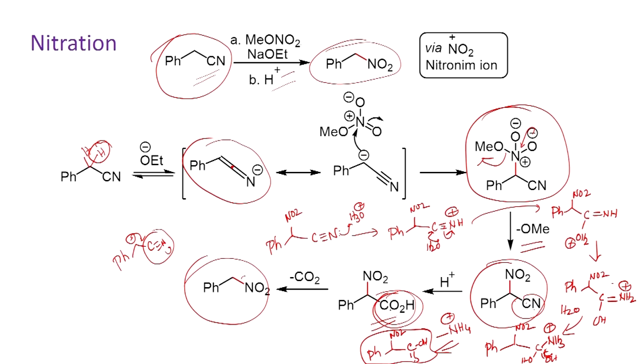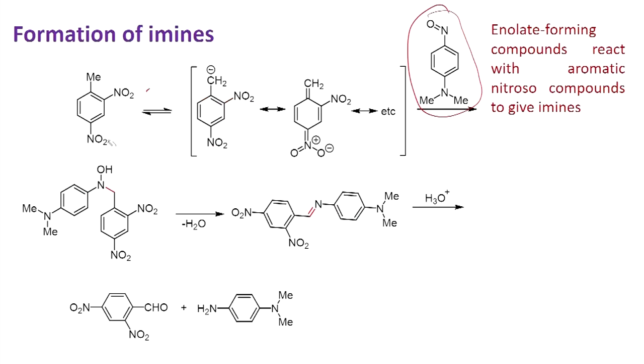Once you have the carboxylic acid, as we have already seen, when you heat it, since you have the electron withdrawing nitro group, it can be readily converted into the corresponding nitro compound by decarboxylation. When you heat it, it can lose carbon dioxide to give this benzyl nitro derivative as the product. Here, the reaction of 2,4-dinitrotoluene with this substrate is shown.